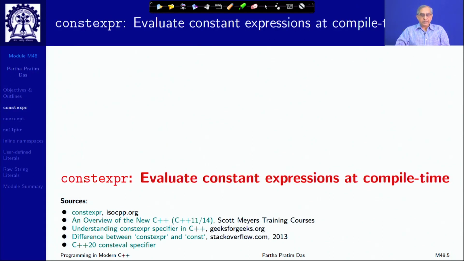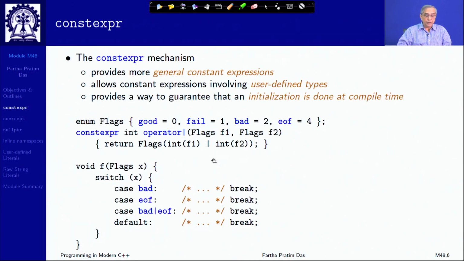Const expression is a feature to evaluate constant expressions at compile time. So, let us see what it means. Const expression gives us more than the general constant expressions. We have seen constant expression or const earlier. It will provide for somewhat more and with some differences. It allows constant expressions involving user defined types and provides a way to guarantee that an initialization is done at compile time for a const expression, given that you have the constants available at compile time.